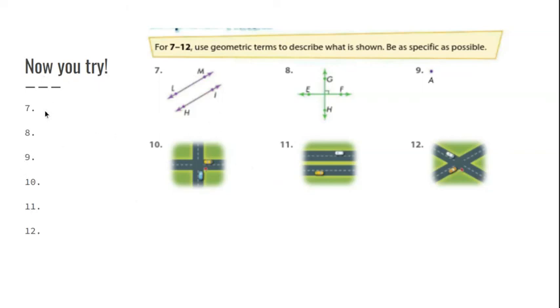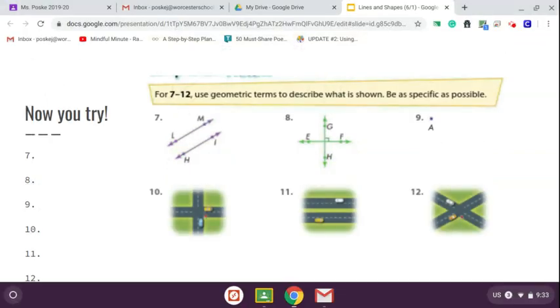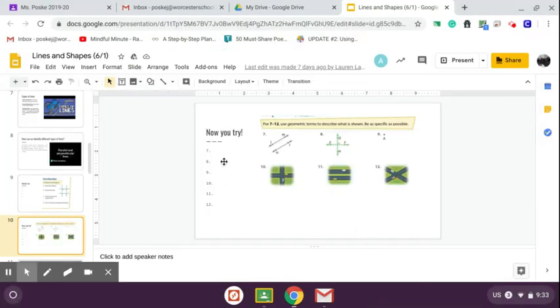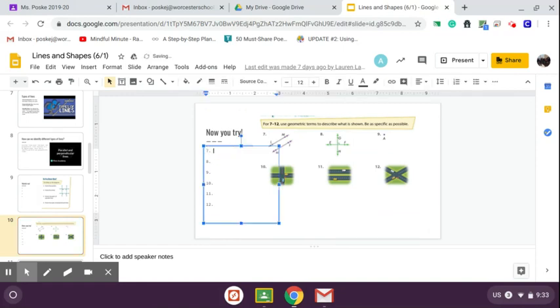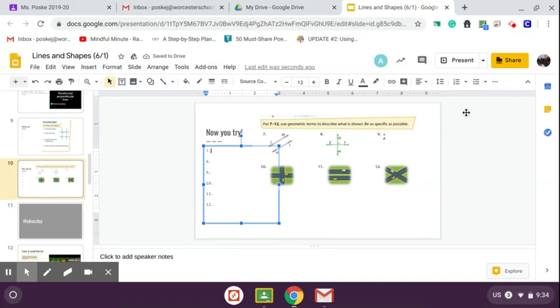You're going to click in and type in your slide. So for number 7, if you think number 7 is perpendicular, you're going to write perpendicular. If you think number 8 is parallel, you write parallel, and so on. Again, those are not the answers, but that's what you're doing. Any questions, let me know. But please complete the slide and submit and let me know when you're finished so I can give you credit.